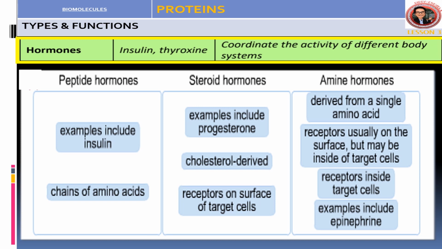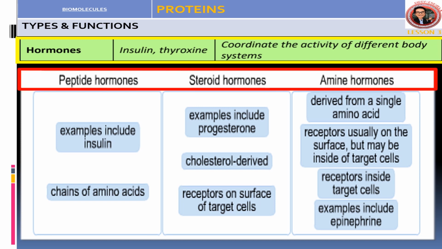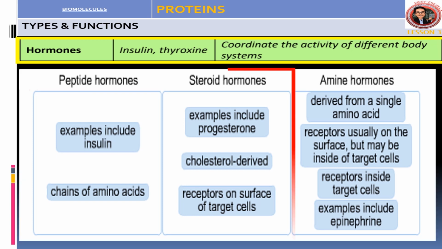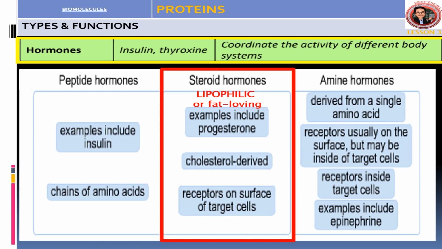Hormones can be categorized into three distinct groups according to their chemical composition, gaya ng steroid hormones, peptide hormones, and amino acid derivatives or amines. Steroid hormones are lipophilic or fat-loving, meaning they can freely diffuse across the plasma membrane of a cell. Examples of steroid hormones include those produced by the gonads, gaya ng estrogen, progesterone, and testosterone.